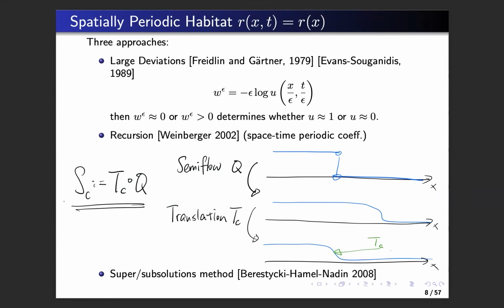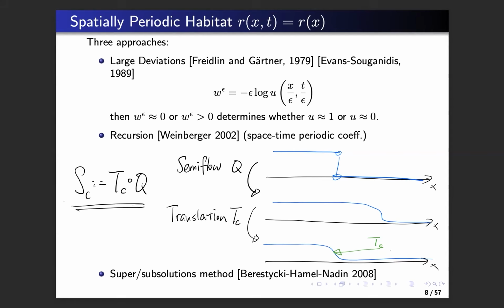Okay, in the case when the carrying capacity is a function of x and is periodic in x, there are several approaches: large deviation, recursion, and supersubstitution. For the large deviation approach, one can take this transformation, look at large time, large space, and look at the rate function, taking log. And the question can be rephrased into determining whether the limit of W is equal to 0 or bigger than 0. Okay, that corresponds to whether the population is close to 1 or close to 0.